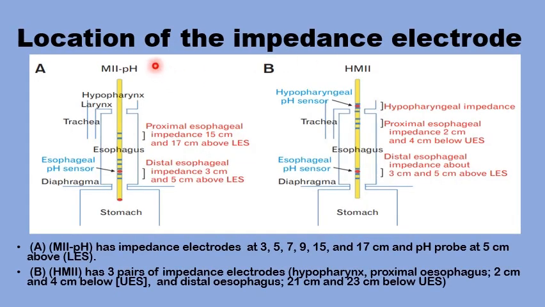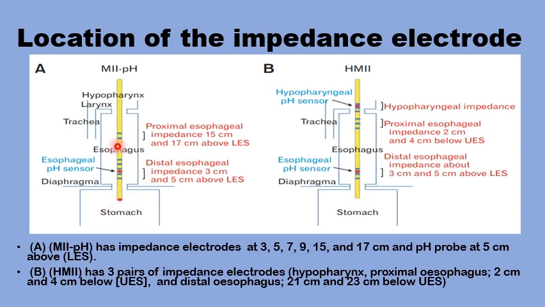The basic difference between these two ways of monitoring changes in the pH and impedance, the multi-channel intraluminal impedance-pH monitoring and the hypopharyngeal multi-channel type, is the presence of sensors inside the hypopharynx above the upper esophageal sphincter. In both methods, there will be several sensors, several electrodes, maybe between 6 and 8, placed at different levels in the esophagus. Occasionally, one would also be placed in the stomach.